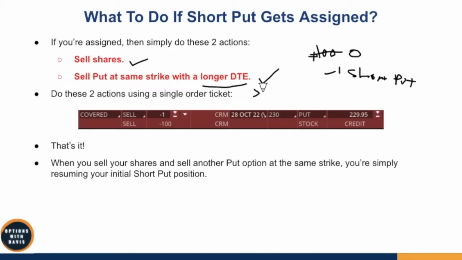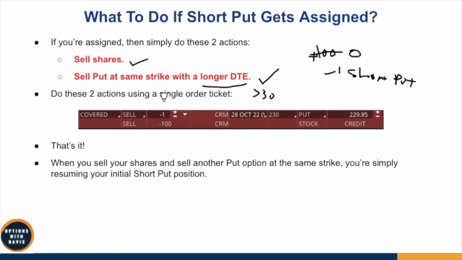You want it to be more than 30 days, and the reason is because when you have an expiration date that is longer than 30 days, there's going to be some extrinsic value left. Extrinsic value is very important when it comes to knowing whether you're going to get assigned or not. All right, so this is what I'm going to talk about in the next slide. But for now, what you need to understand is that you want to reinstate a position that is longer than 30 days. All right, so this is all you need to do.